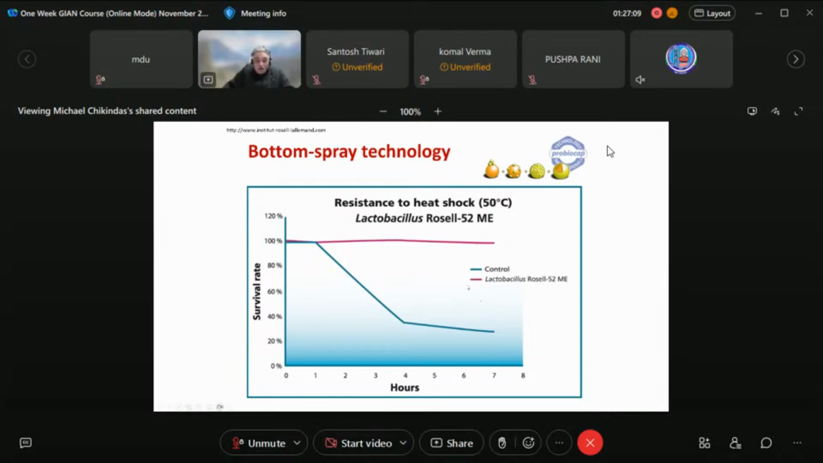So, control and the bacilli that are formulated using the bottom spray technology. And we can see the survival rate when heat was applied, 50 degrees C, so it's not really lethal, but a relatively high temperature is uncomfortable for the microorganisms: 100% survival for the formulated, and down to 20% in 7 hours for the non-formulated.